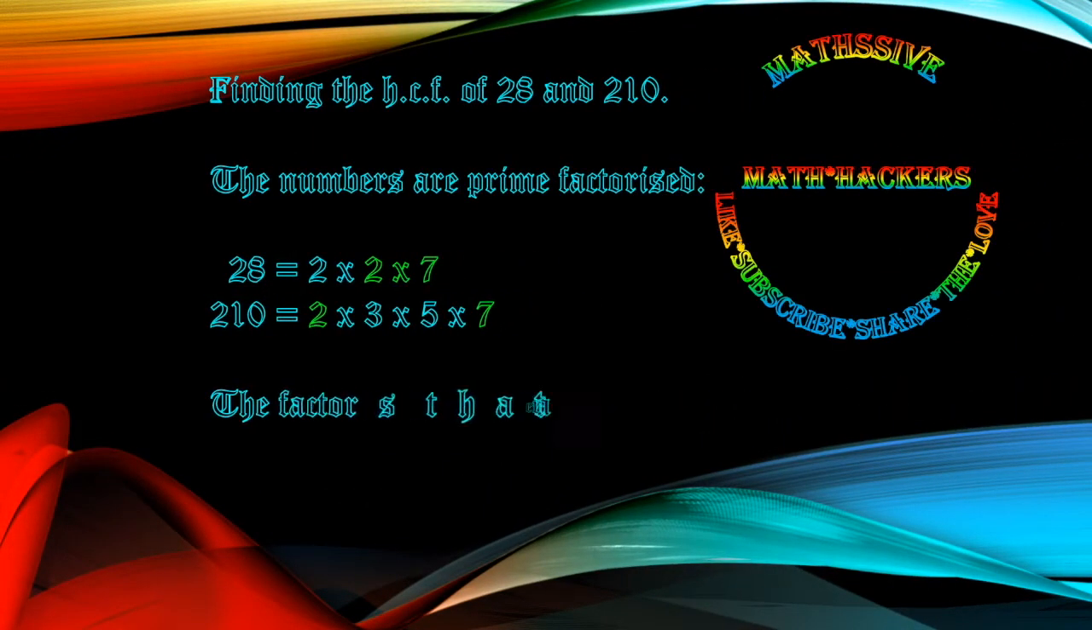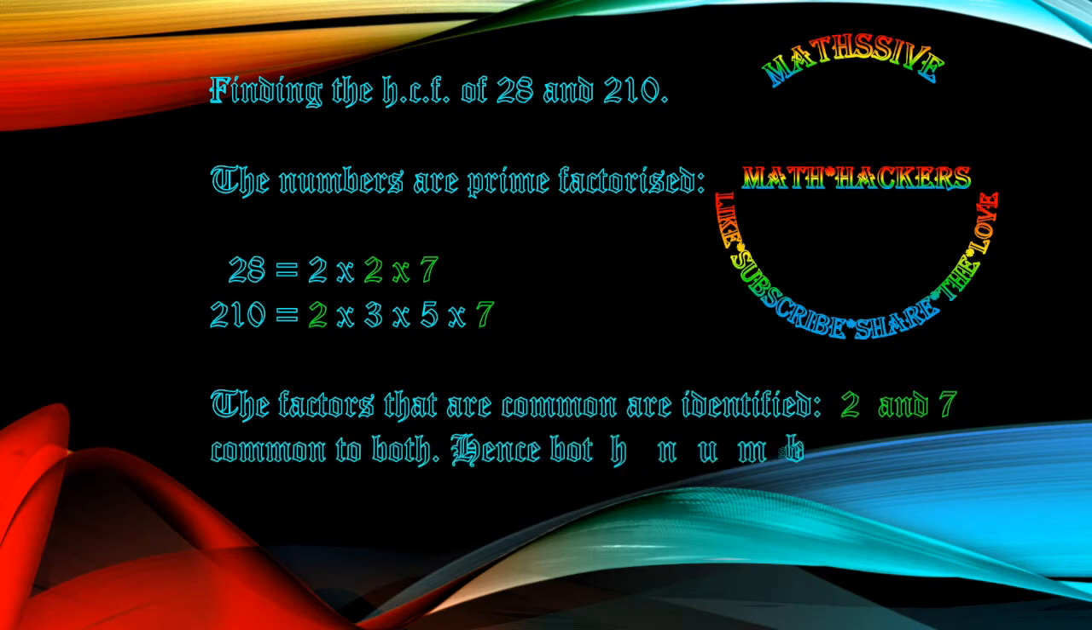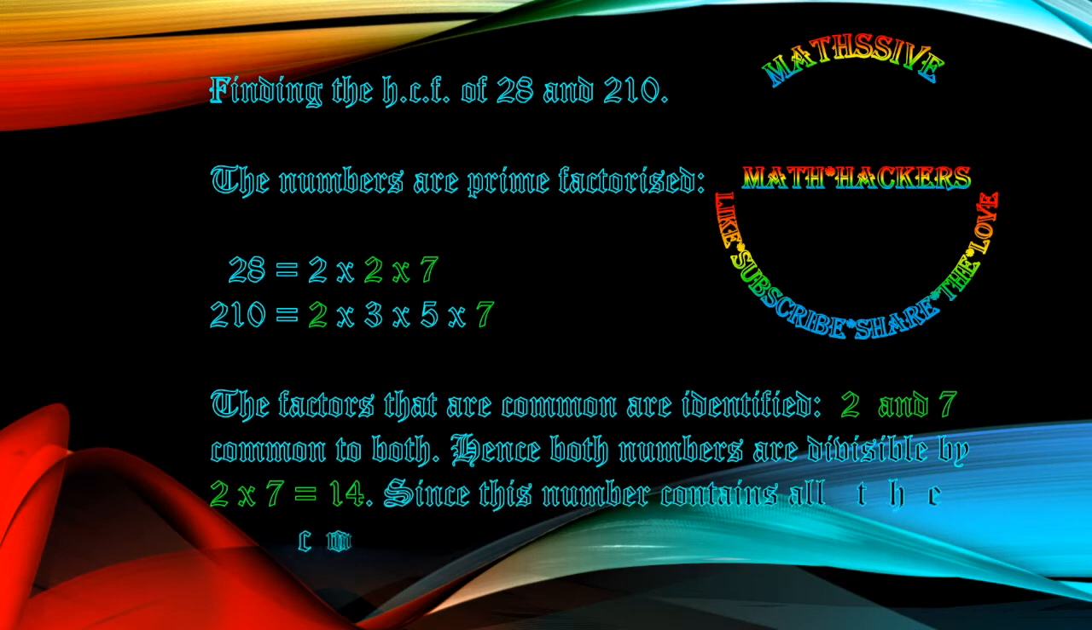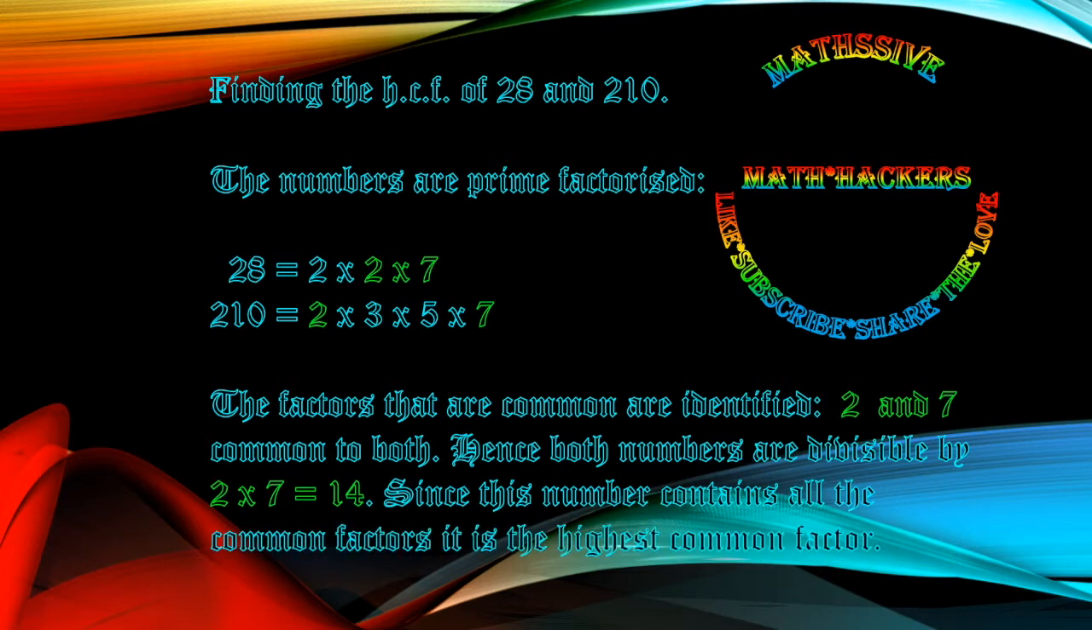Finding the HCF of 28 and 210. Simply follow the same procedure as prime factorization. To start with, the numbers are prime factorized. As in, 28 equals 2 times 2 times 7 and 210 equals 2 times 3 times 5 times 7. And just cross-reference what's the highest common factor to both. The factors that are common are identified, as in 2 and 7 are common to both. Hence, both numbers are divisible by 14. Since this number contains all the common factors, it is the highest common factor. Simple as that, guys. Easy does it, right?